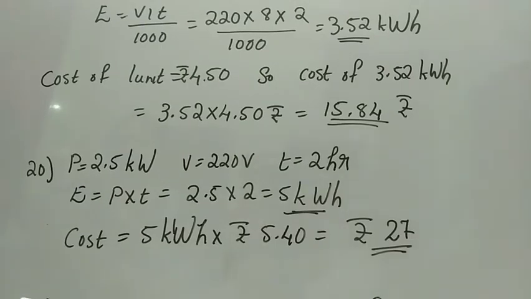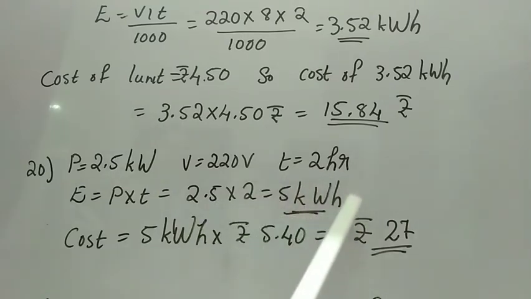Next, question number 20. An electric kettle is rated 2.5 kilowatt. Here they are directly giving kilowatt. 220 volt, so voltage is 220 volt. Find the cost of running the kettle for 2 hours at rupees 5.40 per unit. So time is given, 2 hours. So you have to find electrical energy. Here the formula for electrical energy is power into time. We are not using power into time by 1000 because the power is already given in kilowatt. So if the power is given in kilowatt, no need to divide by 1000. So electrical energy is simply power into time. 2.5 into 2, you will get 5 kilowatt hour.